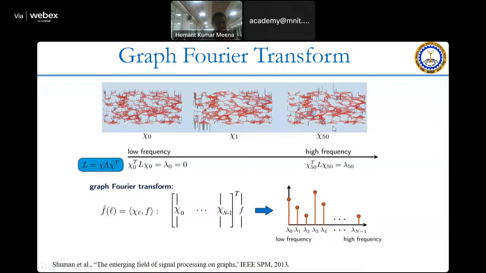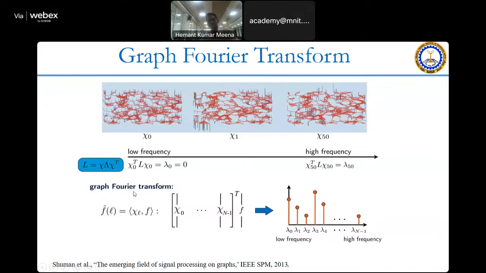In this figure, we are seeing x0, x1, x50, these are the different eigenvectors. When we look at the different eigenvectors, if you see x0, x1, x50, if you notice the change here, in x50 there is a lot of variation in the magnitude of the different vertices, while in x0 there is no such change in the magnitude of different vertices. In x1, it is more than x0, but in x50, it is maximum.